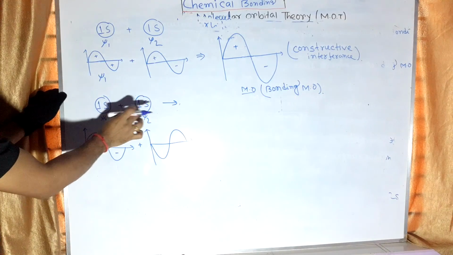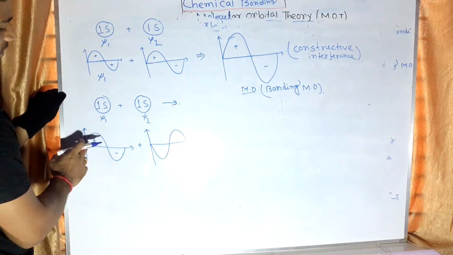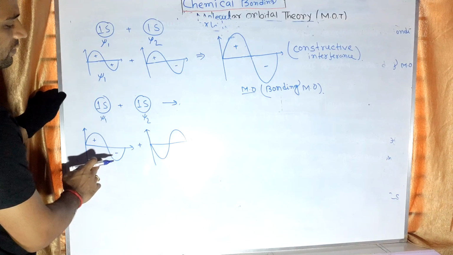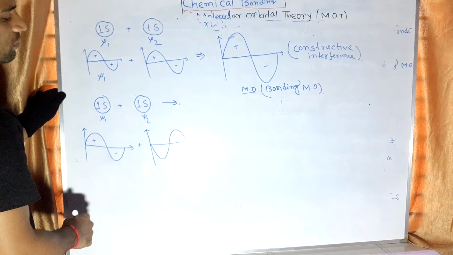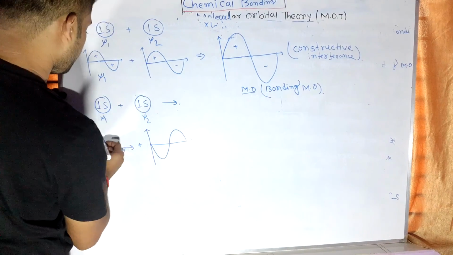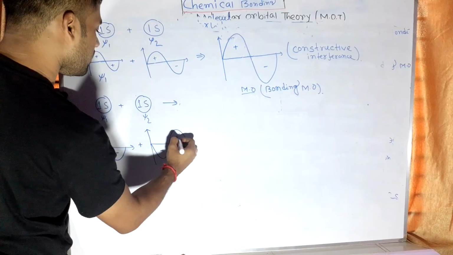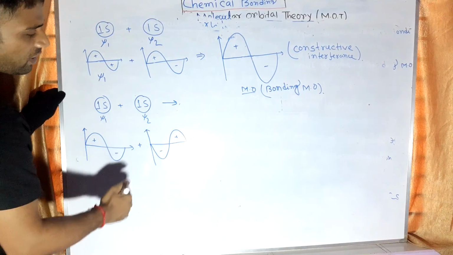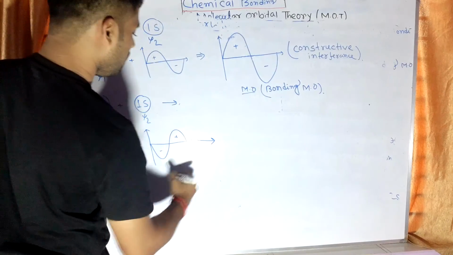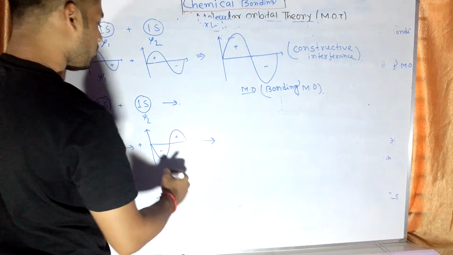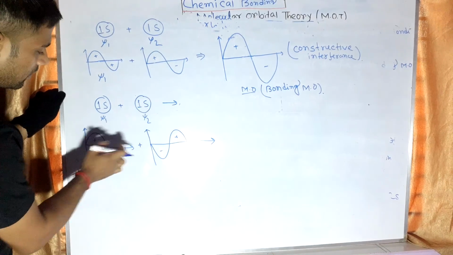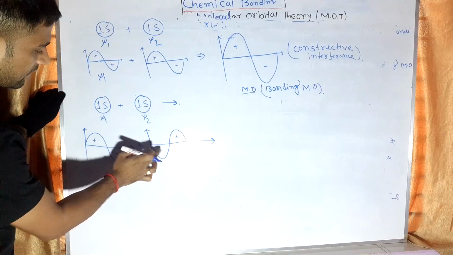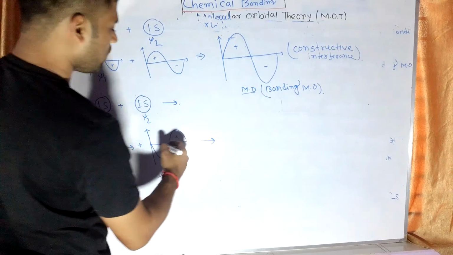We consider two 1s atomic orbitals. One is this graph of electron waves, and the other is the opposite electron wave. This is the plus, this is the minus, this is the positive y-axis, and this is the negative y-axis. Then they overlap, and the plus and minus, minus and plus, are formed.